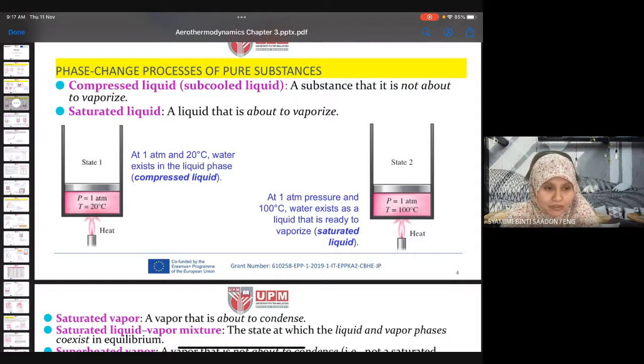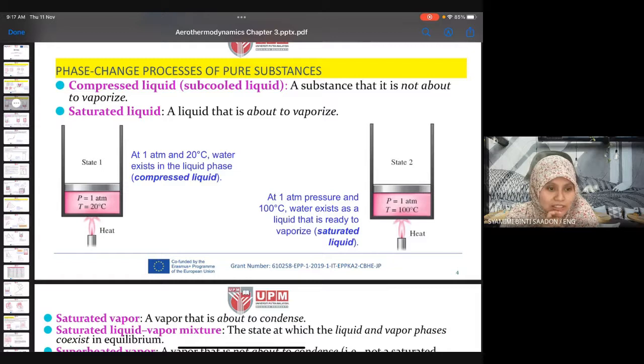Because during the vaporization process, the change of the phase of the liquid is different. So just to be clear, saturated liquid is the liquid just before it vaporizes.